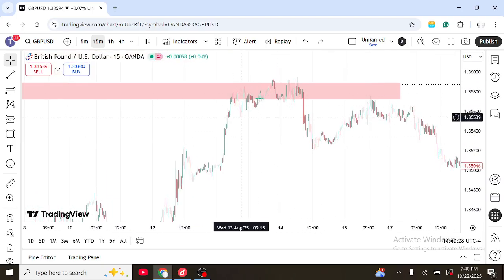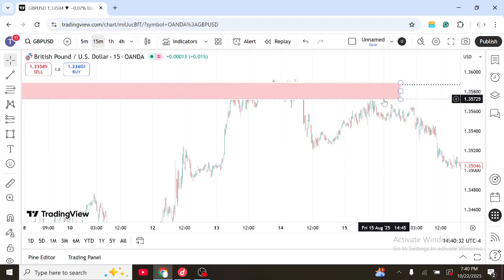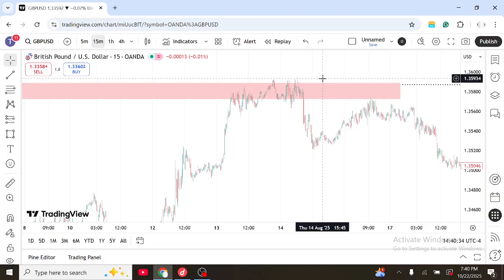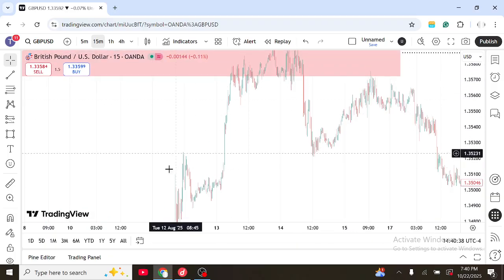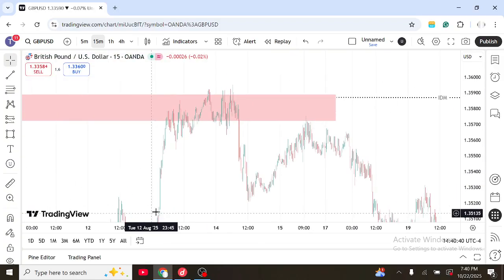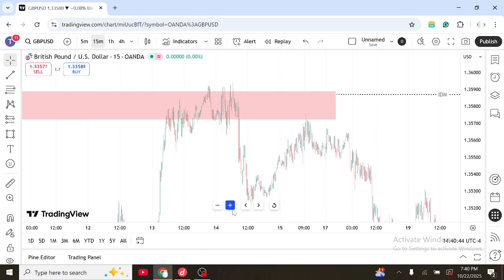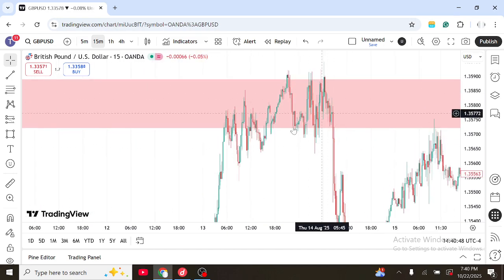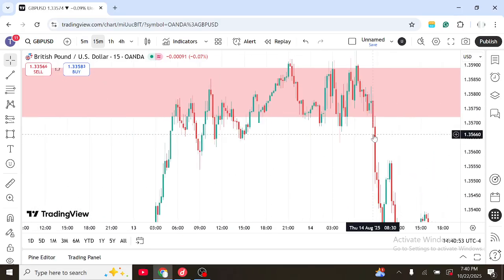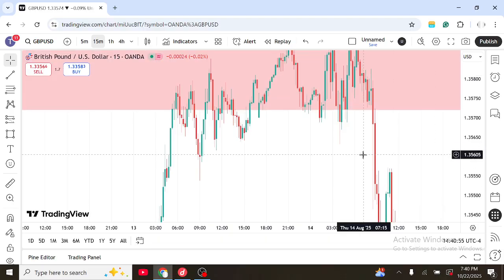So my POI is this level here, and this is where I'll be looking for change of character. I won't look for change of character before the POI, before this order block that I marked. So I'll be looking for change of character in the zone. Okay, I'll be looking for change of character here.